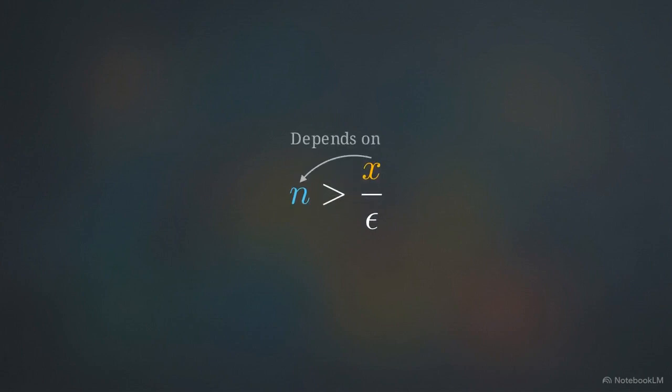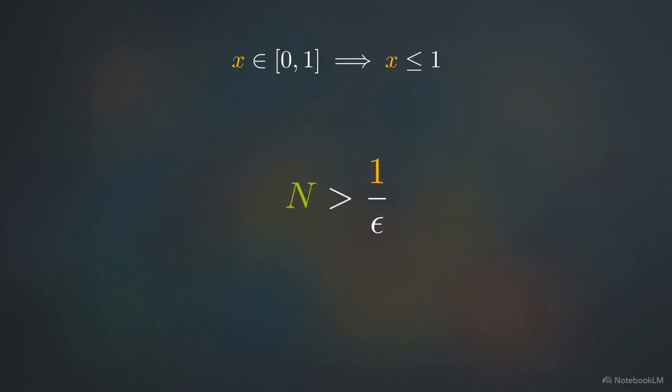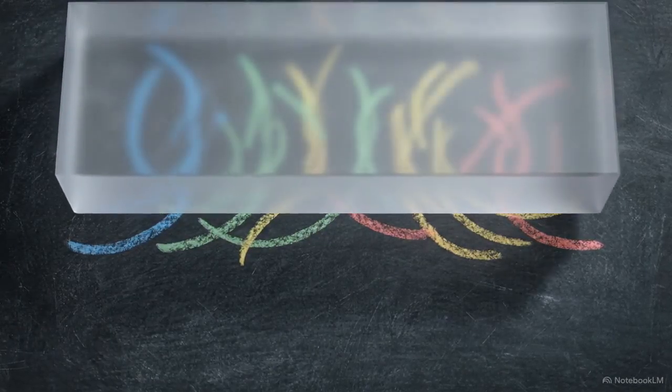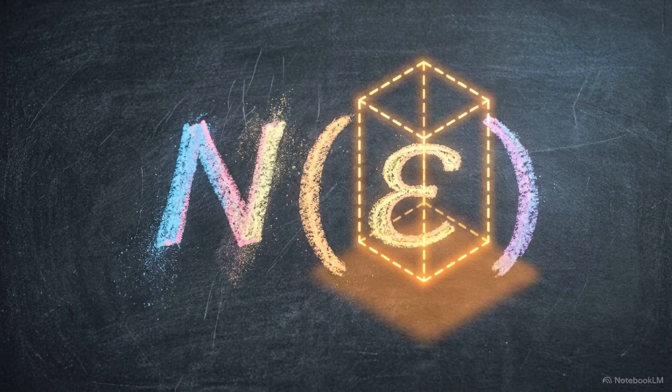At this stage, the index n is still dependent on the coordinate x, but we know the maximum possible value of x in this domain is 1. By using this bound, we eliminate the variable x from the requirement entirely. We have now found a threshold for n that works across the entire interval, regardless of your location. This is the definition of uniform convergence. The threshold n now strictly depends only on our error tolerance epsilon.